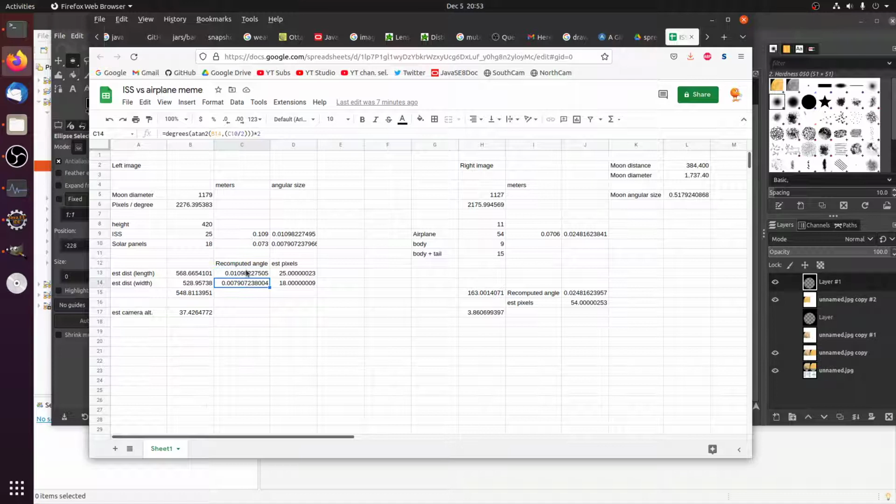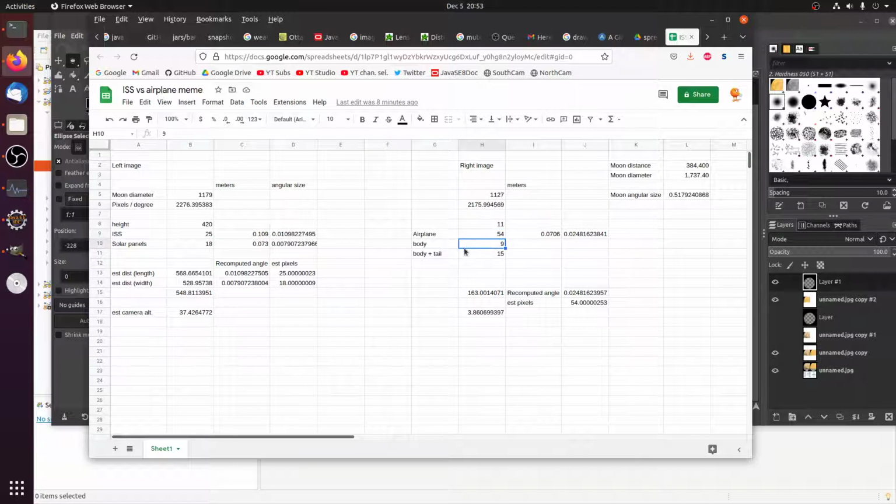I decided to do some calculations in reverse. Given an estimated distance, I recomputed the angular size of the length and the width, and then using the pixels per degree, I recomputed the estimated pixels that it should have been in the image, and they do seem to match.